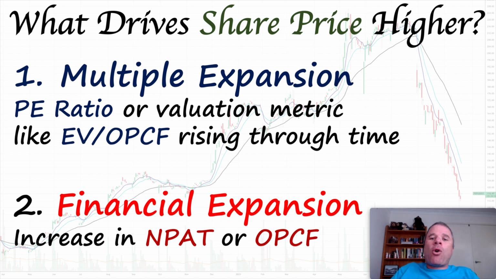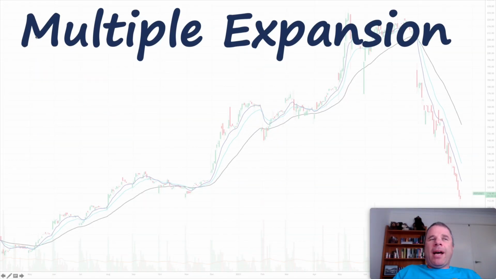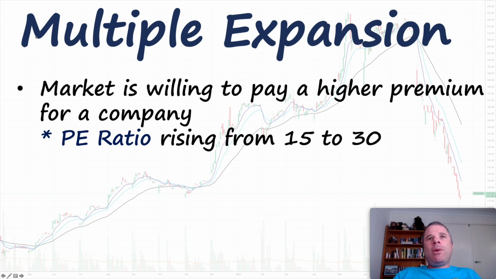And we know that because of the share price formula, which is just equal to the P ratio times earnings per share. To make sure we are on the same page, what is my definition of multiple expansion? It's actually when the market is willing to pay a higher premium for a company. So for instance, the PE ratio might rise from 15 to 30. And when that happens, that is multiple expansion. It's all about what the market is willing to pay for a company.